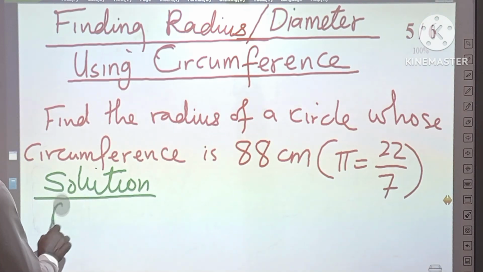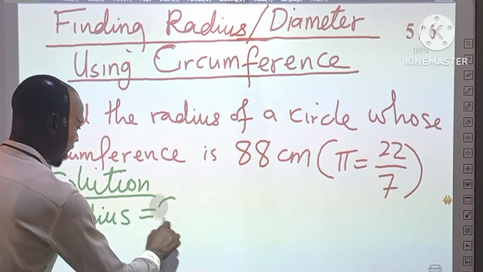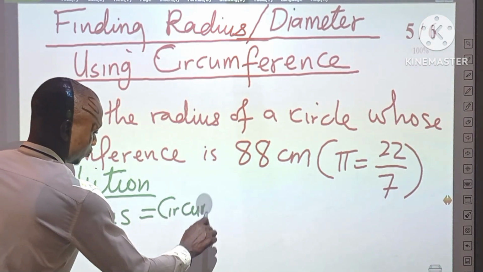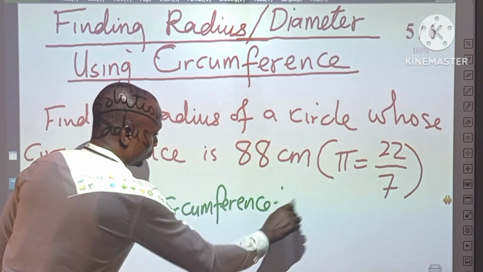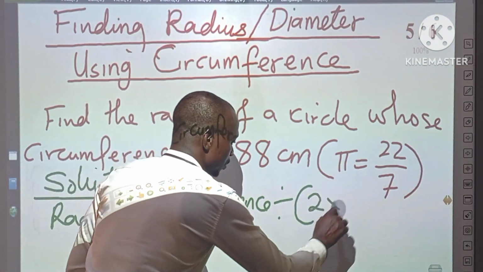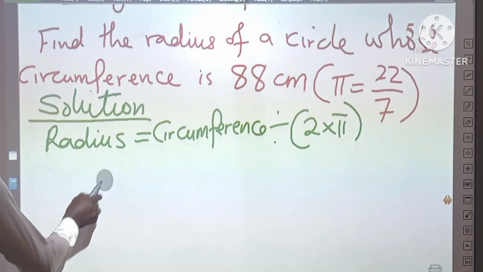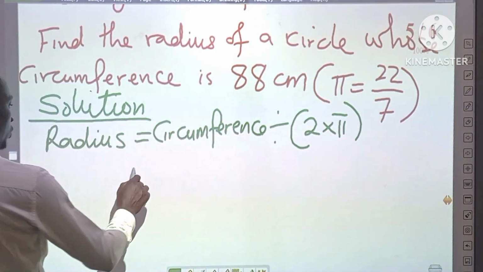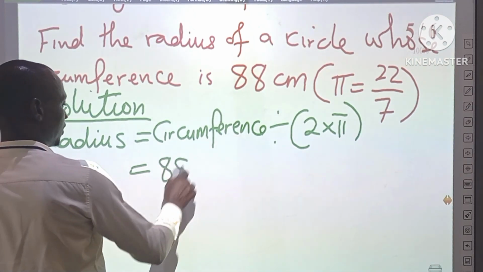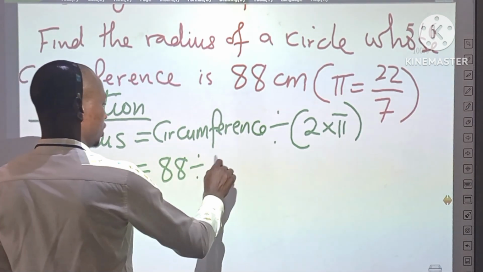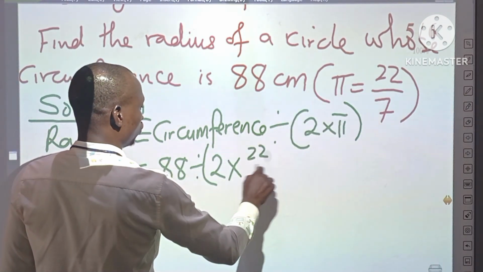Radius is calculated using this formula. It is circumference divided by 2 times pi. And this is simple. We simply input our parameters. Our circumference here is 88 centimeters divided by 2 times our pi, which is 22/7.